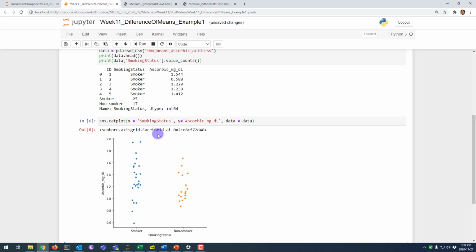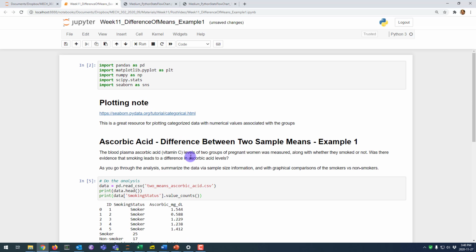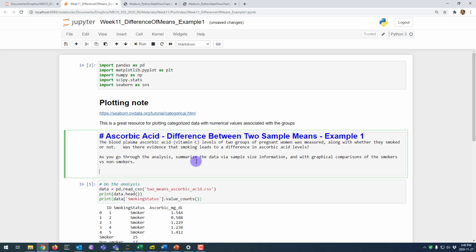So this is a great way to quickly show the data. And just looking at it right now, it doesn't look like there's a lot of difference between those two groups. There's a couple more extreme values here, but anyway, it doesn't look like there's a big difference. So going to our null hypothesis up here, just to put it in for consistency with our other approaches, the null hypothesis here would be that both groups have the same mean level of ascorbic acid. Or if you like, that smoking has no effect on ascorbic acid levels.